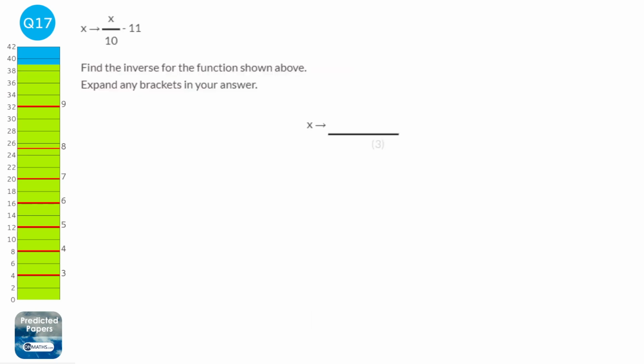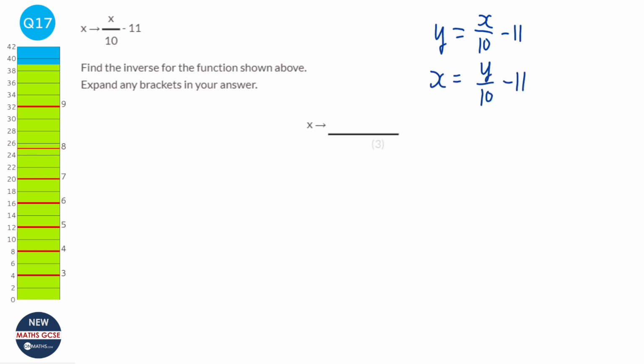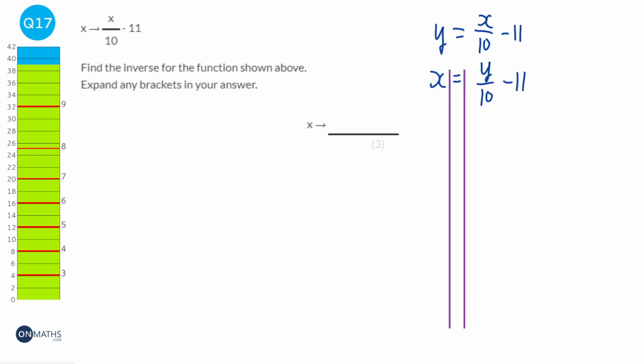A simple trick when you're finding the inverse of a function is to replace or to switch the y and the x. Now we don't actually have a y in here, but we can just put one in, it's not a problem. So we can just rewrite this function as y equals x over 10 minus 11. And we're just going to switch around the y and the x. So x equals y over 10 minus 11. Now the objective now is to get the y on its own, to make y the subject.